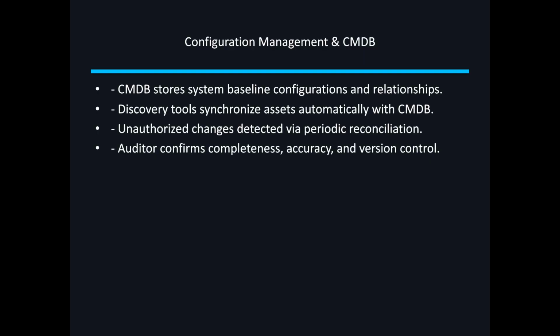The configuration management database, CMDB, acts as the authoritative source of asset and configuration information. It records hardware specifications, software versions, dependencies, and relationships between systems. From an audit standpoint, configuration management ensures all production components are registered and mapped correctly in the CMDB. Configuration changes are authorized and documented through the change management process. Periodic configuration audits are performed to detect unauthorized modifications.